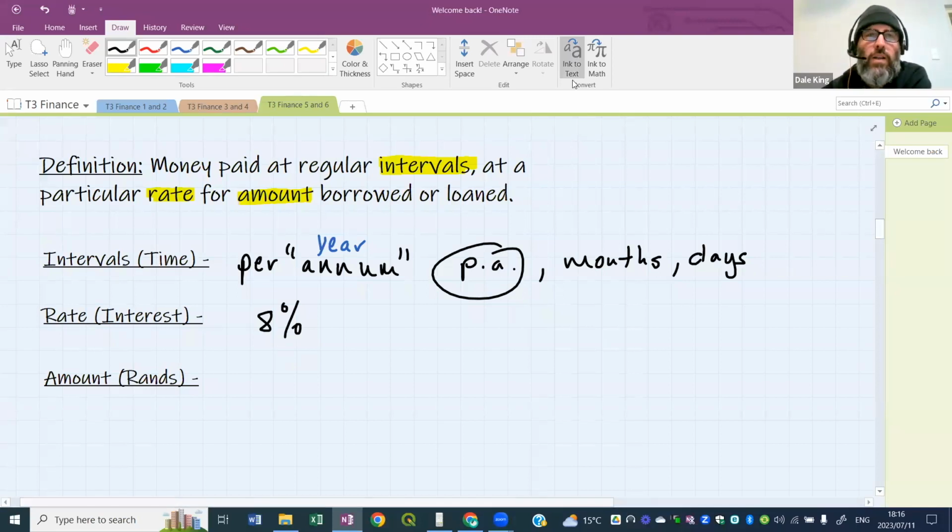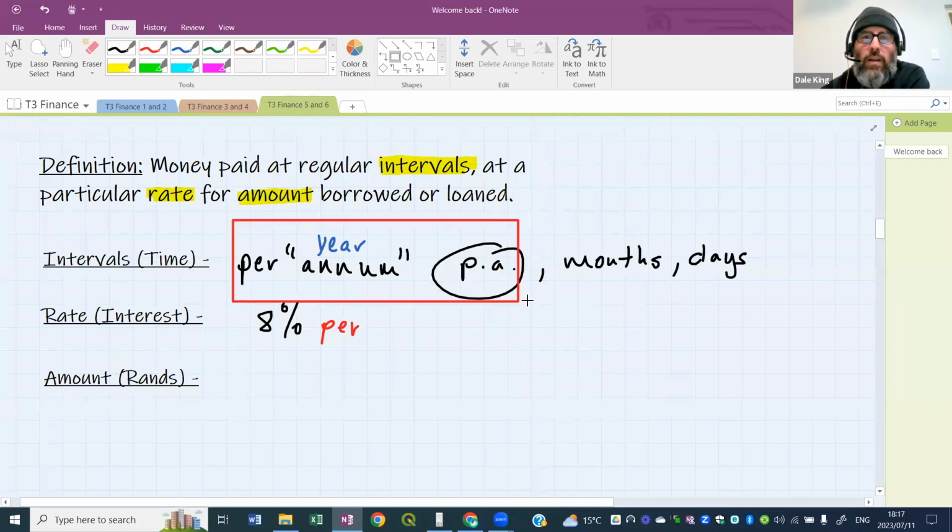Per. Very good, Bianca. It needs per unit. So this needs per, I'll write the word per, and a unit of time. Yes, a time interval, Jasmine. Now, we just discussed above the units of time that we use usually in interest. And the first one is the most common one. So interest rates are often given to you as per annum or per year.